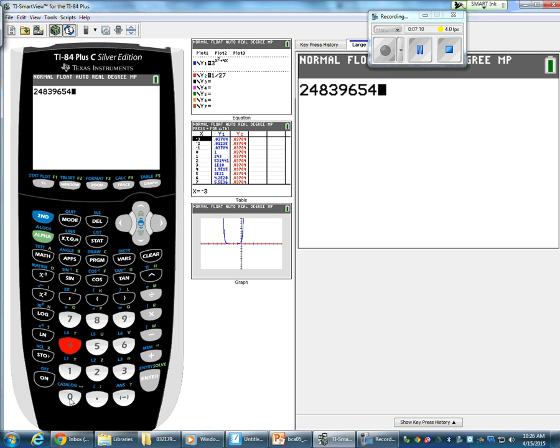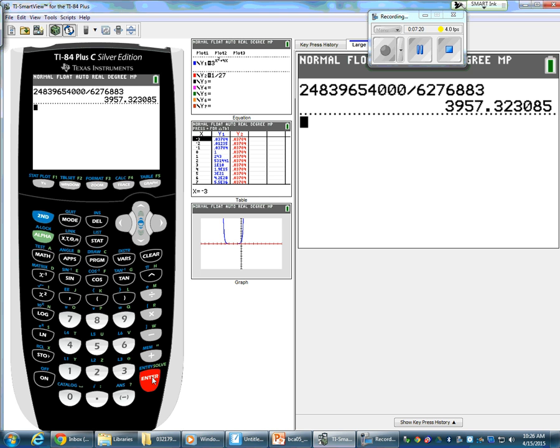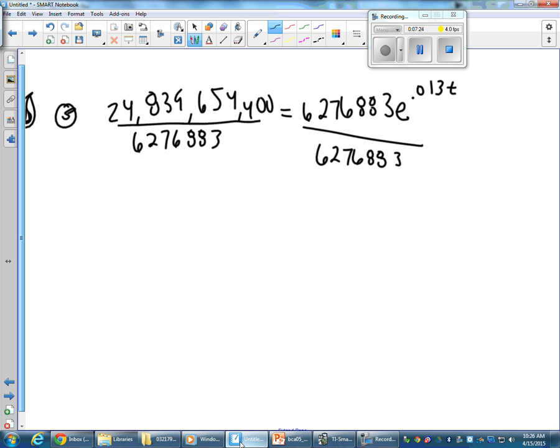So let's see if I can get these numbers entered in here correctly. 24,839,654,000 divided by the population, 6,276,883. So when I divide that, I get 3,957.3. So over here, dividing these is 3,957.3 equals, now these canceled out, and I get e to the 0.013t.